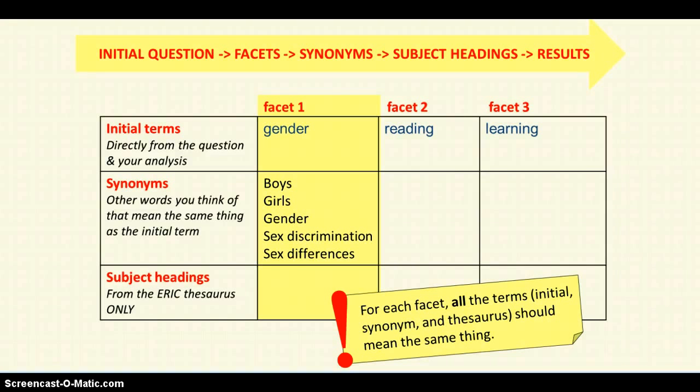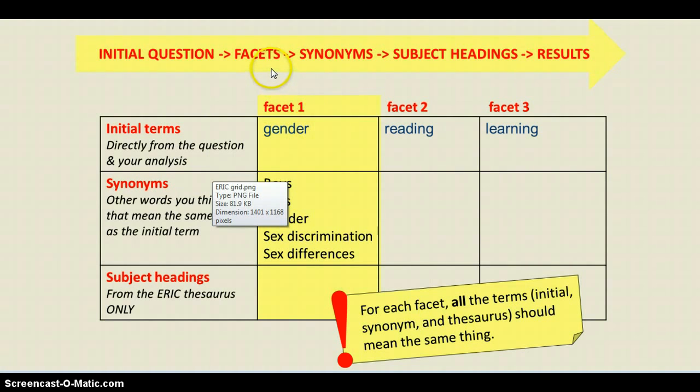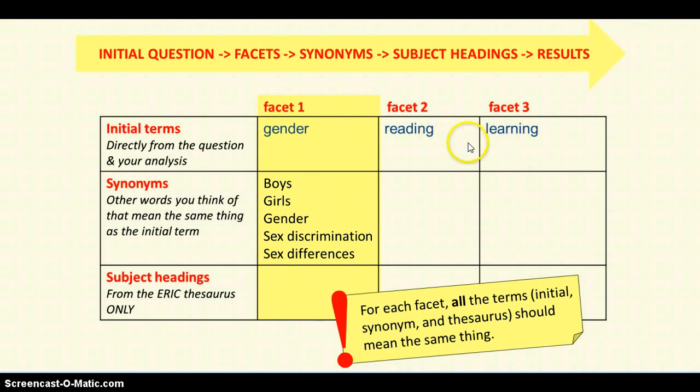As a reminder, this familiar search table is made up of 3 columns and 3 rows. From your original patron question in the first worksheet, you identified 3 different facets. From there, these were entered in the first row across, and in this case I've decided on gender, reading, and learning. In the second row, you thought up synonyms for each facet, thinking of different words that could be used to look for subject headings. I've noted these synonyms. I don't know if they'll all work yet, but that's okay.